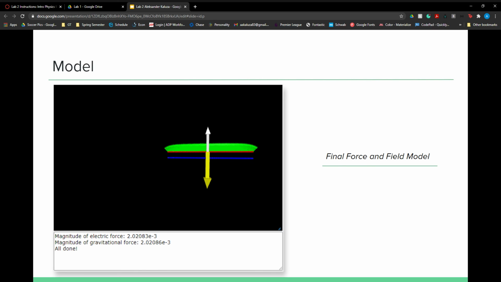And here the force is shown by the white arrow, yellow arrow is gravitational force, and green is the electric field on each individual particle charge in the top tape. The top tape is red and bottom tape is blue. Like I said, I didn't change these colors. I thought they worked just fine.